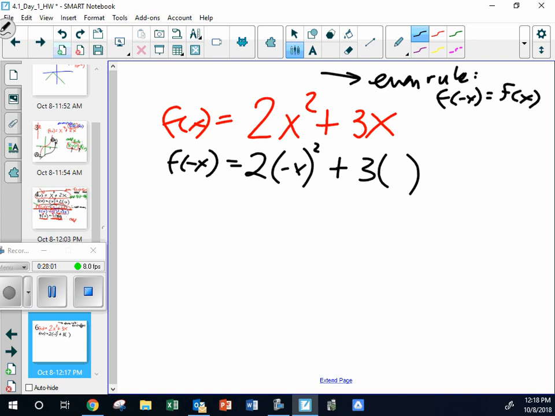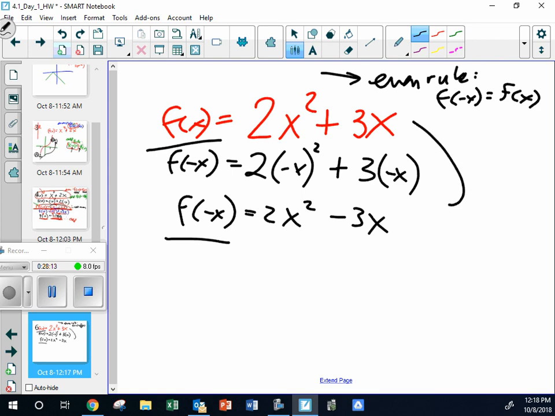And I stick in -x, and I get there. That and that are not equal. That is not equal to that. Therefore, not even. Let's say they then said, the problem was more general. Prove whether it's even or odd. You would have started with that. Just do one more step, and you'll be able to tell if this thing is odd. Just add on one little step.